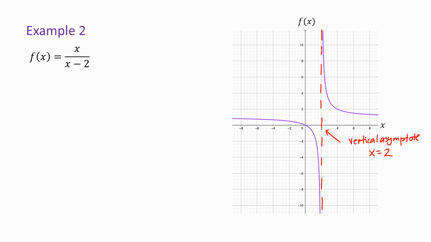But how can we determine the value of the vertical asymptote without graphing? It is actually very simple. What we have to do is to find the value of x that makes the denominator become 0. In this example, the denominator is x minus 2. So to find the asymptote, we set x minus 2 equals 0, and then solve for x, so x equals 2. This is the vertical asymptote of the function.